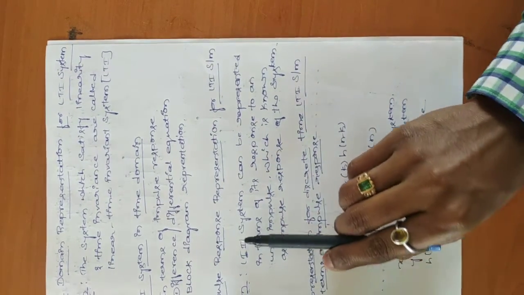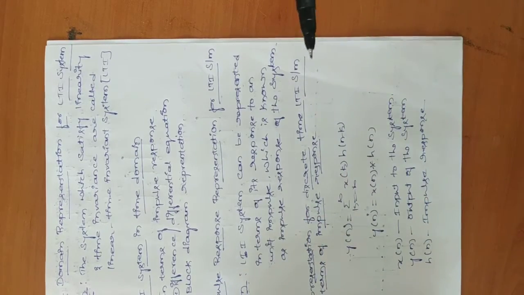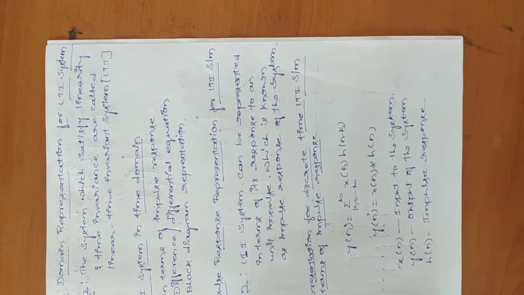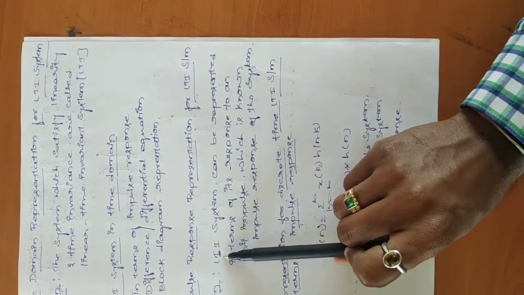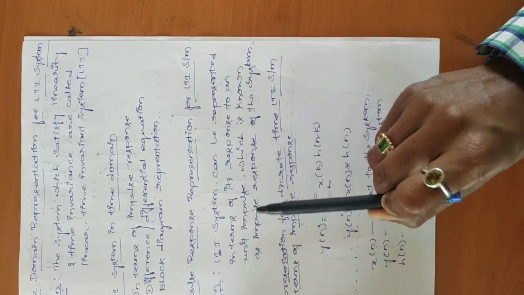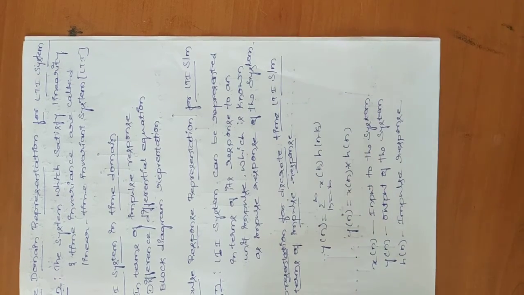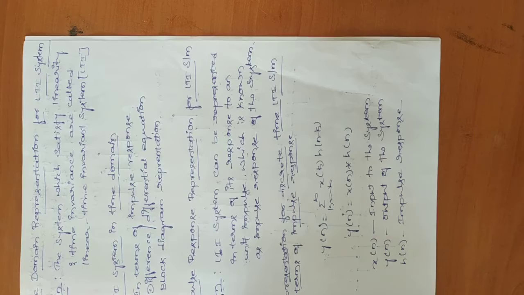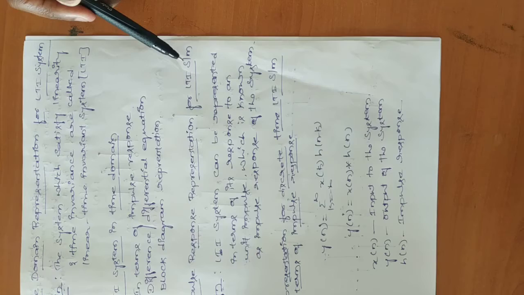The next topic is impulse response representation for LTI systems. What is this representation? Impulse response is nothing but a sudden response of a linear time invariant system. The definition is: the linear time invariant system can be represented in terms of its response to a unit impulse, which is known as the impulse response of a system. In simple terms, impulse means a sudden response for an input. That is the impulse response representation for LTI systems.